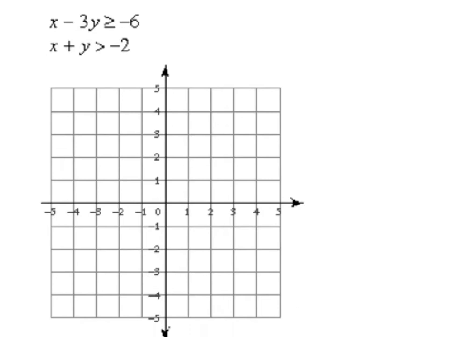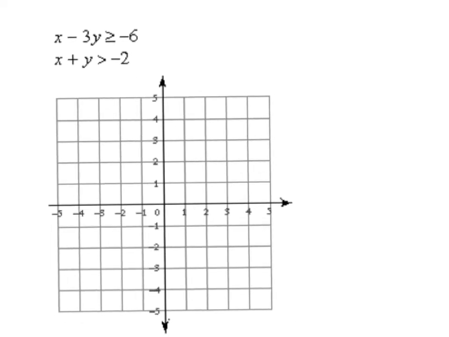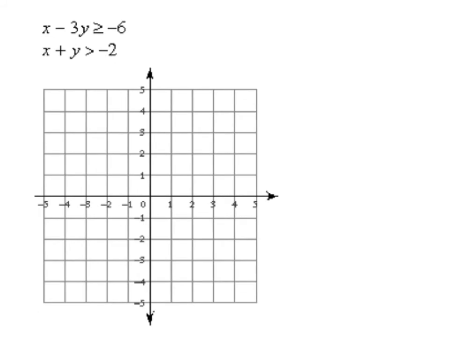Next one, very similar. Solve each one for y. This one's a little bit more involved in terms of doing it properly. You have to be careful. I subtract x, and I get negative 3y greater than or equal to negative x minus 6.